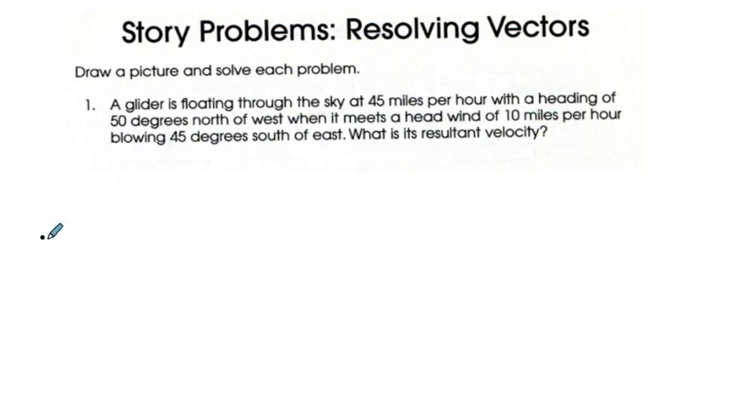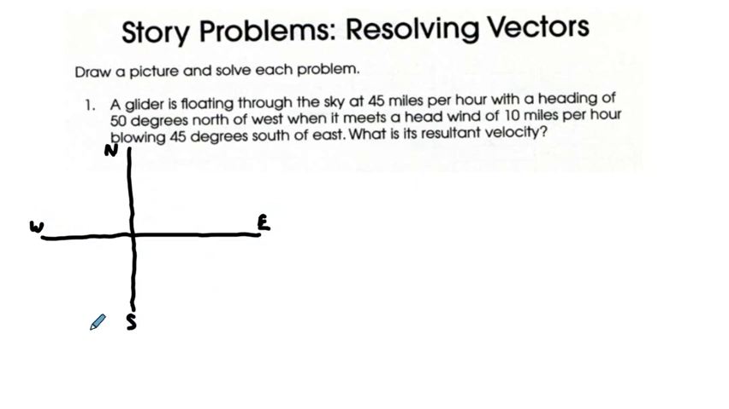So for this, what I like to do is just draw a northeast, southwest coordinate grid. North is going to be the top, to the left is going to be west, east is to the right, and finally south is downward. It says we have a glider floating through the sky at 45 miles per hour with a heading 50 degrees north of west. And so you go to the west and rotate 50 degrees north of that.